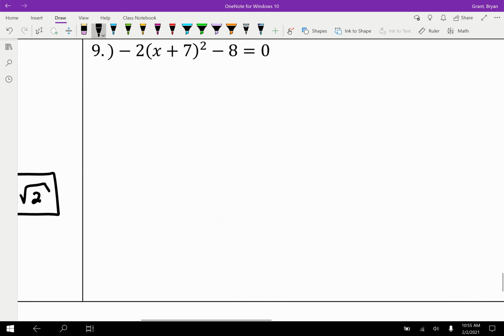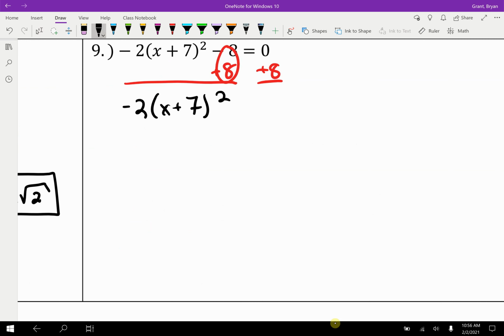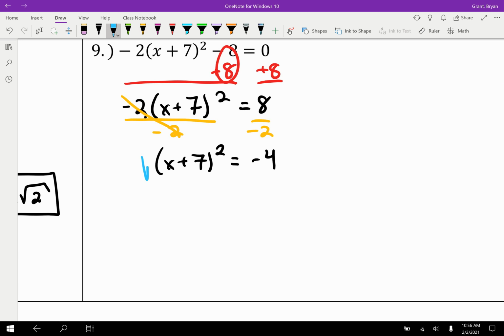Last problem. Finally, woohoo! I'm not even going to write SADMAP this time because we are so good at it. Add 8 to each side. -2 times (x plus 7) squared equals +8. Now we undo the multiplication or division. In this case, multiplication, divide by -2. (x plus 7) squared equals -4. And then we undo the square. So introduce that square root.